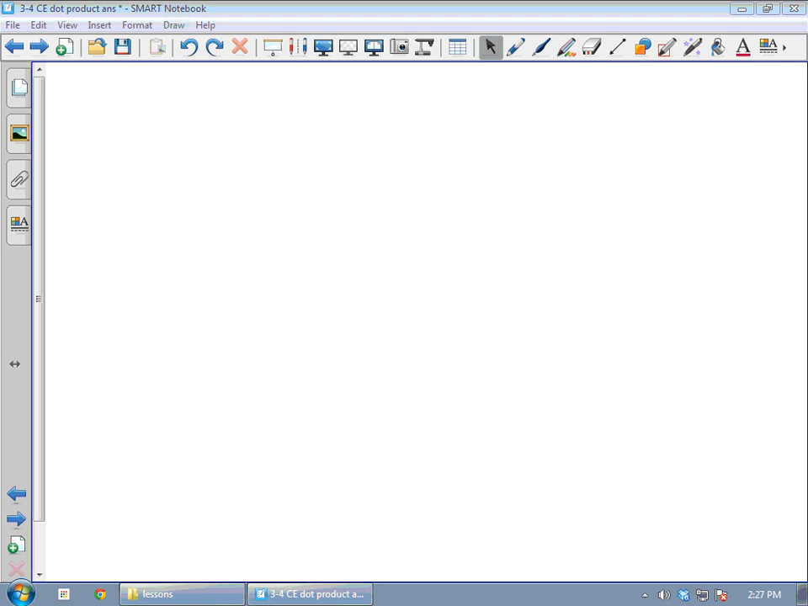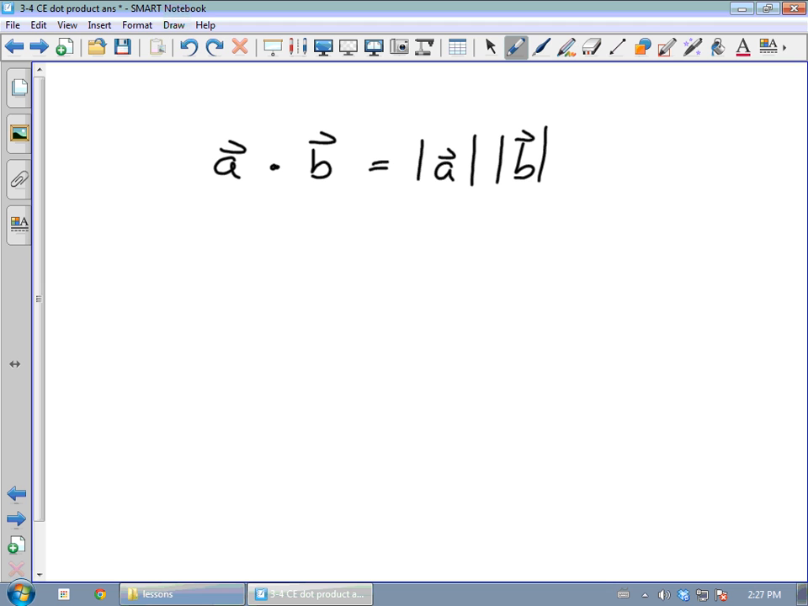In this lesson, we're going to talk about some applications of the dot product. Before we get into applications, let's just remind ourselves what the dot product is. If we've got two vectors, A and B, and we're going to do the dot product of them, we can do it in one of two ways. If they're algebraic vectors, we could multiply the components and add them up. If they were geometric vectors, we could do the magnitude of A times the magnitude of B times the cosine of the angle between them.